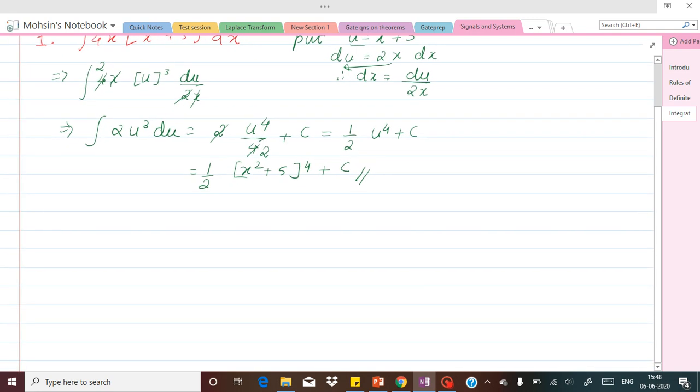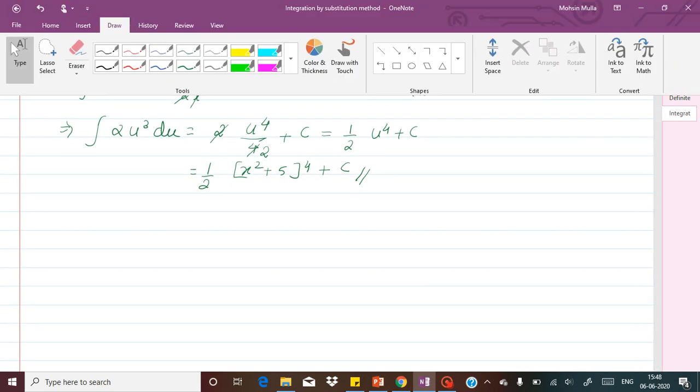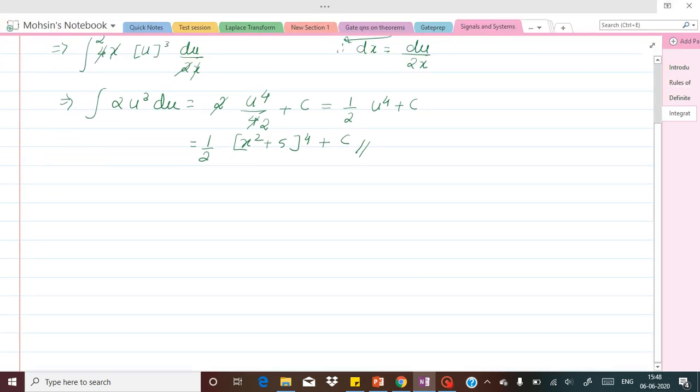Okay, so now let us take another example, example number 2, that is integration of 8 cos of 4x dx.